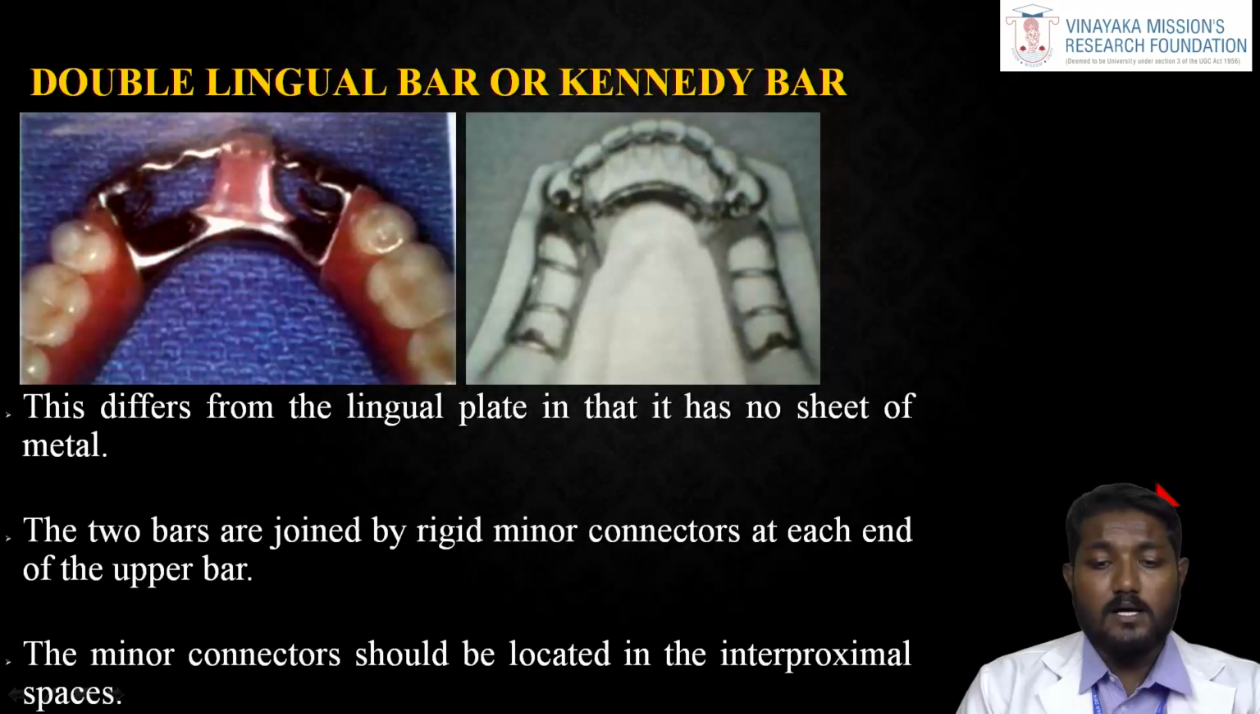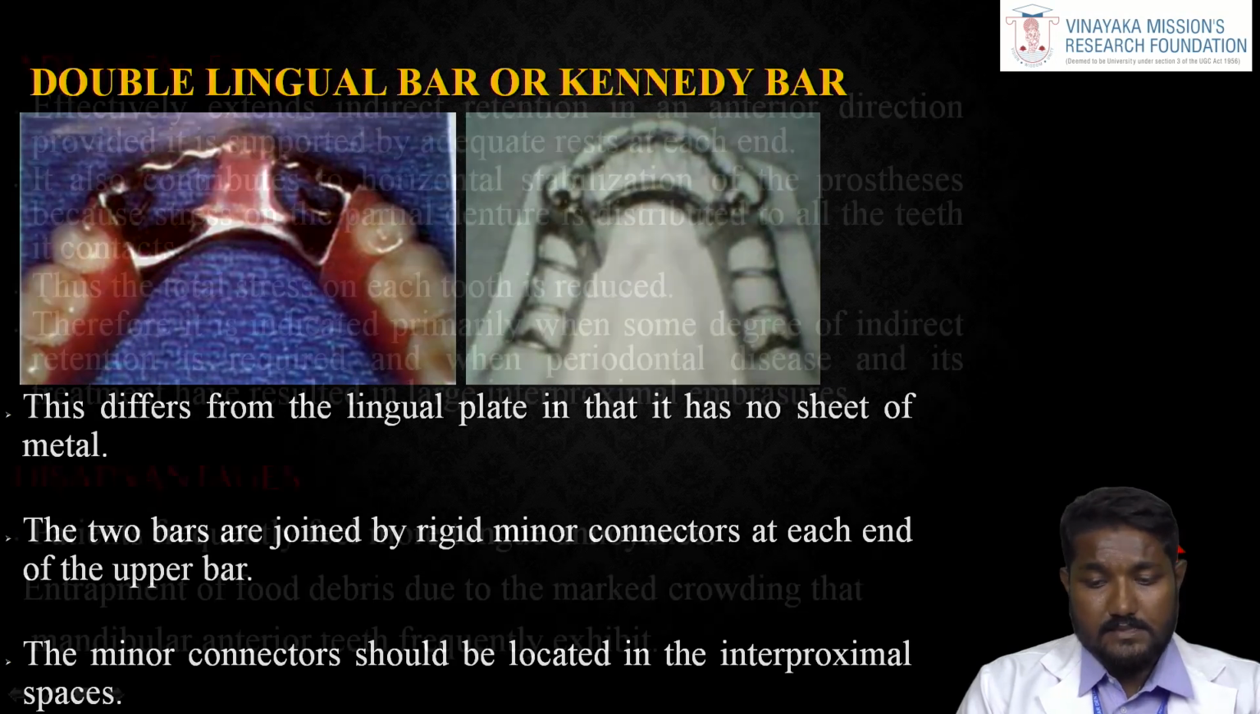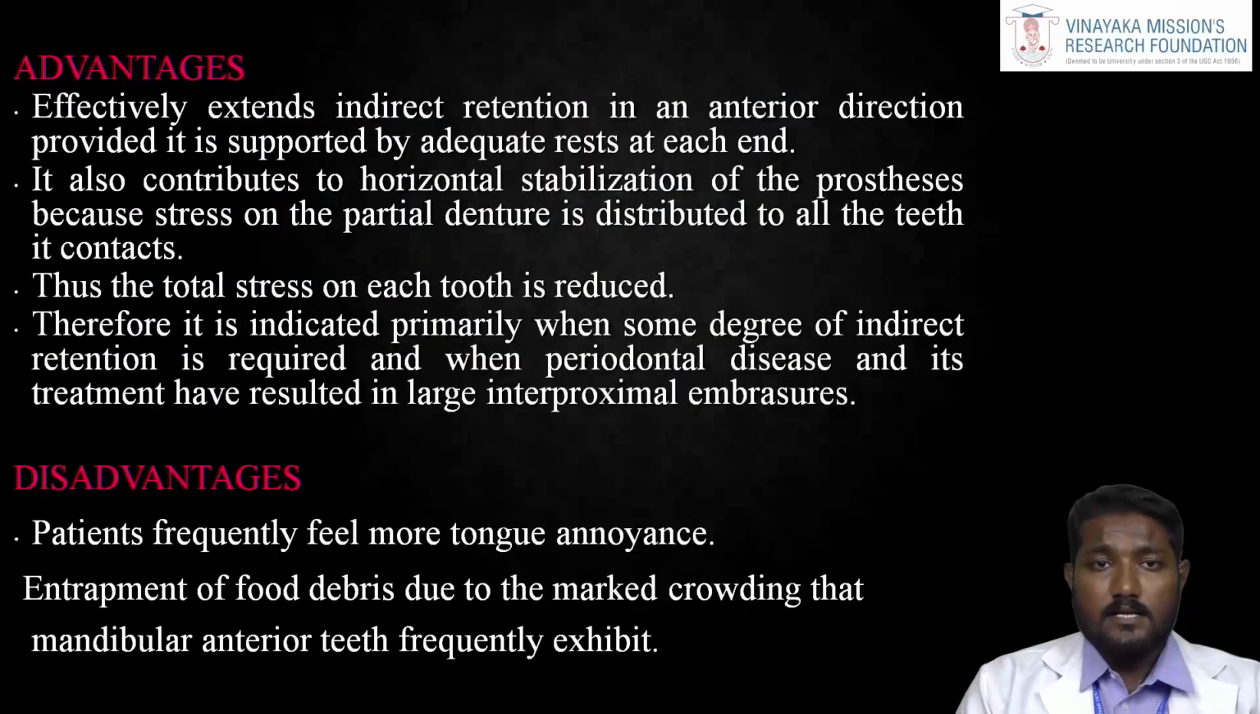The double lingual bar or Kennedy bar. This differs from the lingual plate in that no sheet of metal is present. The two bars are joined by rigid minor connectors at each end of the upper bar. The minor connectors should be located in the interproximal spaces. The advantages of the double bar are that it effectively extends the indirect retention in the anterior direction, provided it is supported by adequate rests at each end.